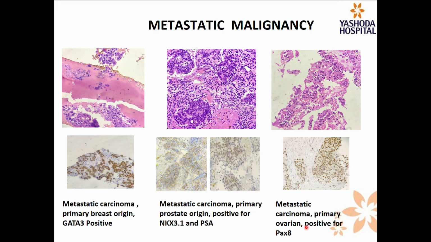So with emerging biomarker testing in almost all solid tumors as well as metastatic malignancies, it's extremely important that we have more and more tissue on histopathology so that we can utilize it for the IHC and the ancillary studies.